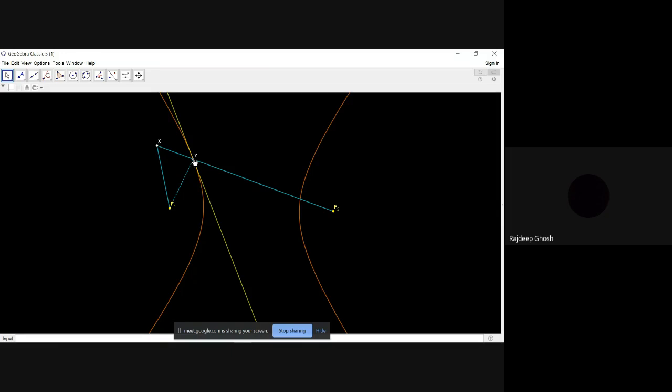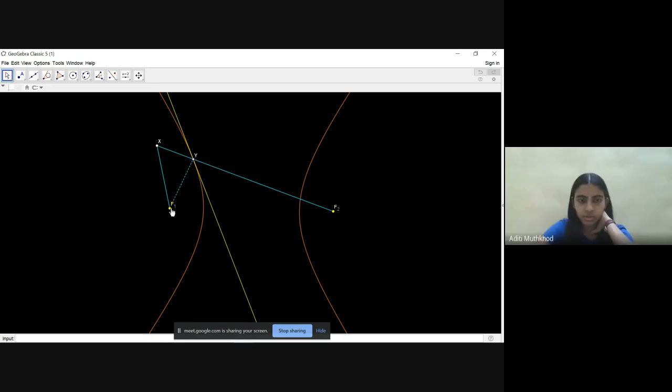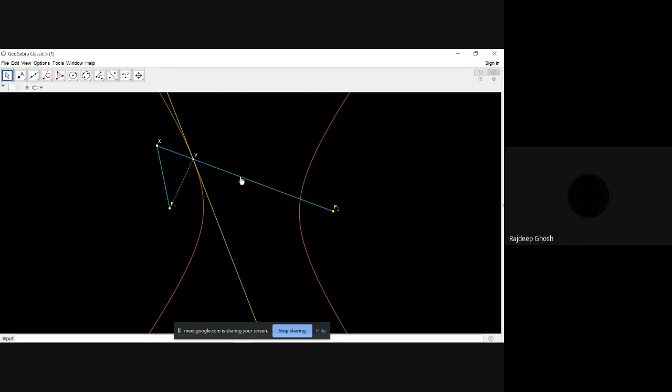We saw that when that happens, the reflection of one point lies on the line. So they're essentially reflections about that tangent, which means the tangent is the internal bisector. So the reflection of F1 lies here. Yeah, exactly. It lies on YF2.